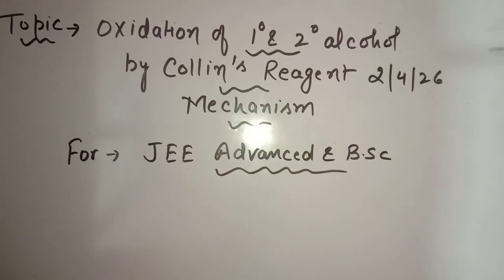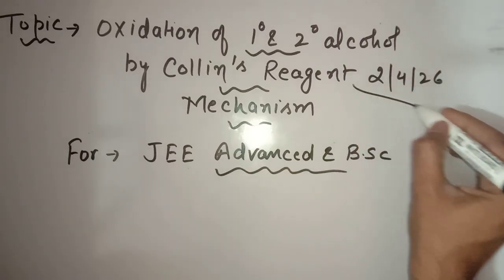Hello everyone, the topic is oxidation of 1 degree and 2 degree alcohol by Collin's reagent. This is the last reagent that we are dealing with for the oxidation of alcohol. Its mechanism we will discuss in this video. The topic is not included in the syllabus of 12th class. It is for JEE Advanced and B.Sc.